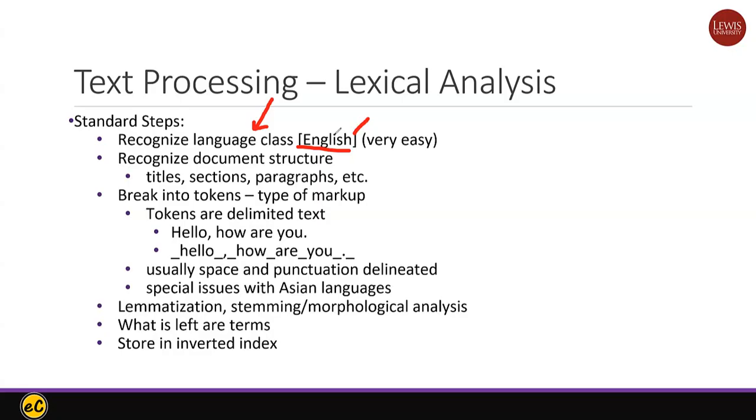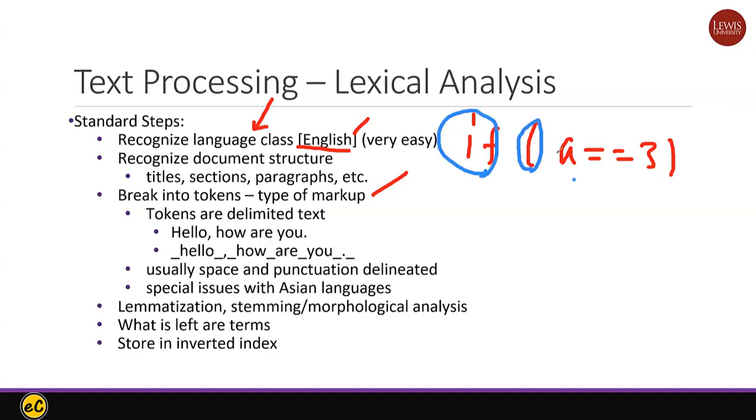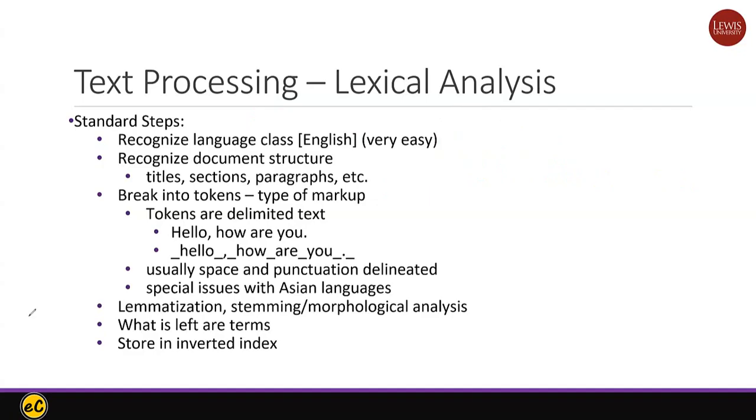And then you break the text into tokens using the lexical rules. So if you have if, parenthesis, a, double equal sign, 3, it will be broken down into token 1, token 2, token 3, token 4, token 5, six tokens. Those are the tokens that you would have from the Java language. That's the next thing you would do. And then you do lemmatization, stemming, and morphological analysis. That's more advanced analysis on the language.